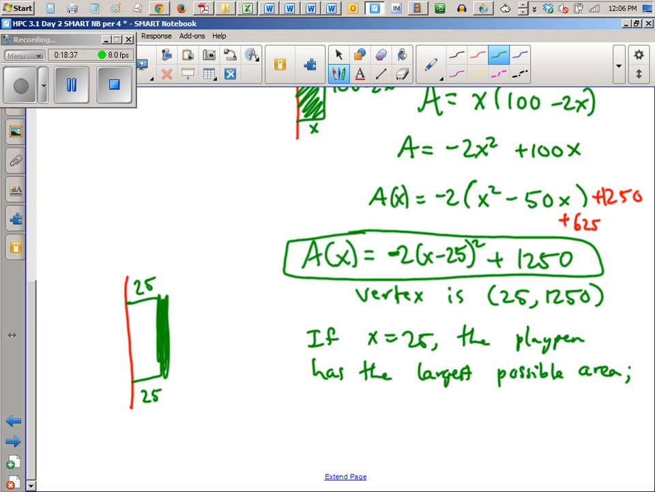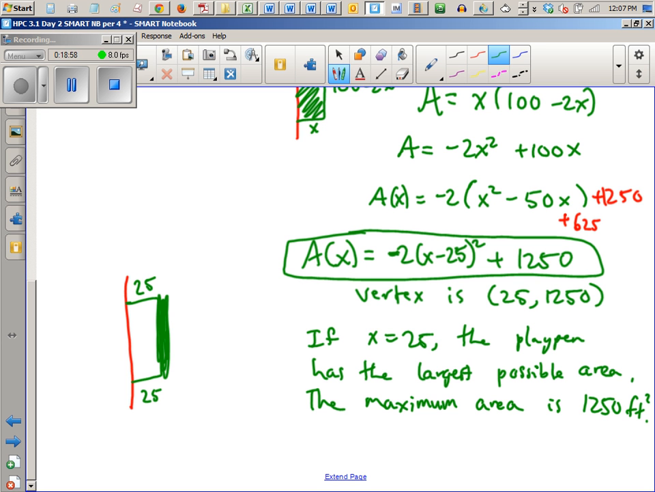That area, I'll just write it as two sentences. The maximum area is what? 1,250 square feet. So this standard form is suddenly very meaningful.